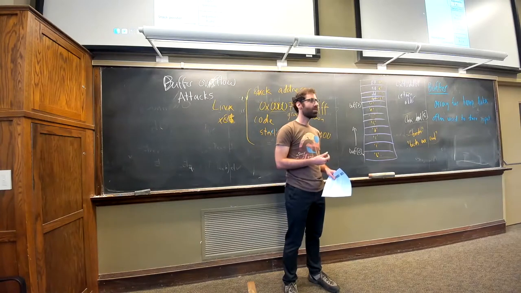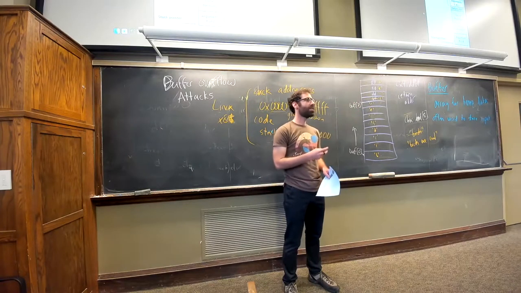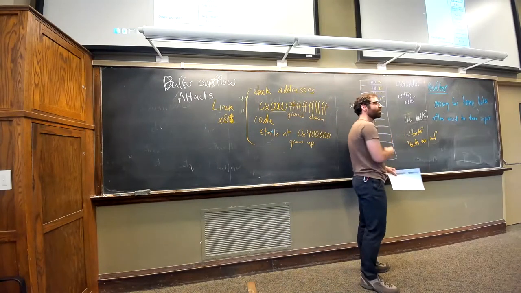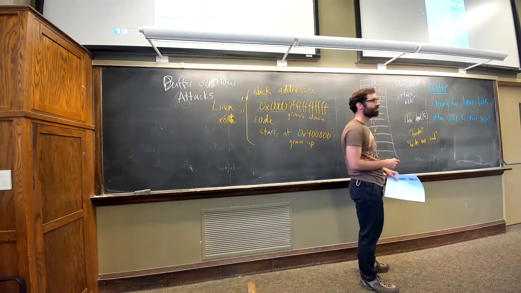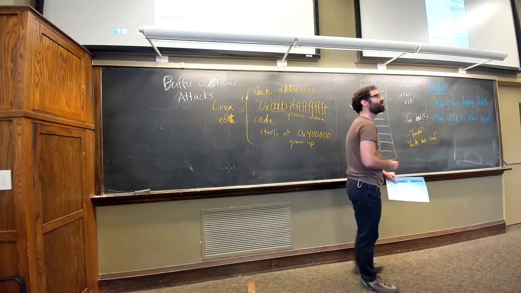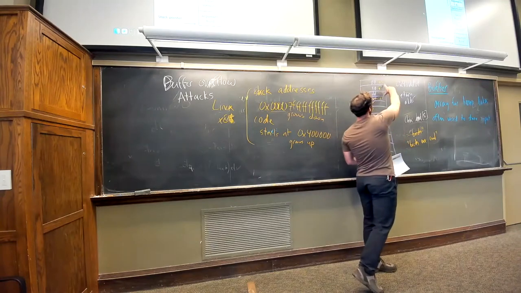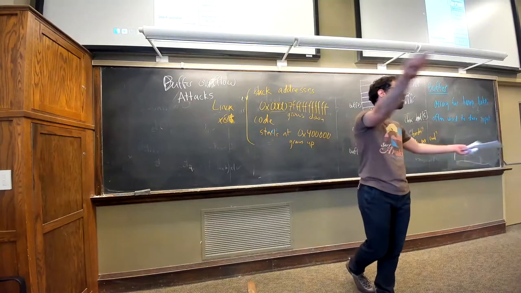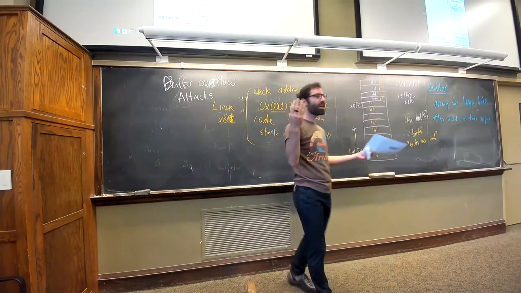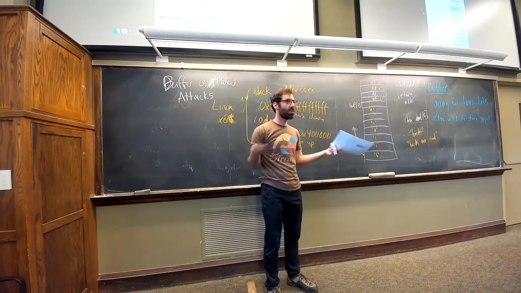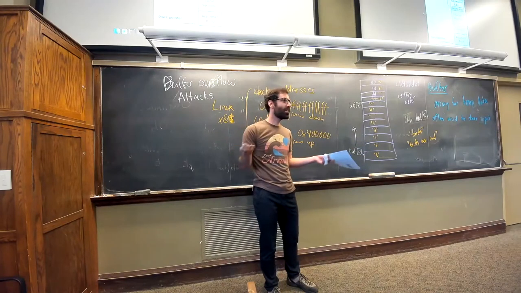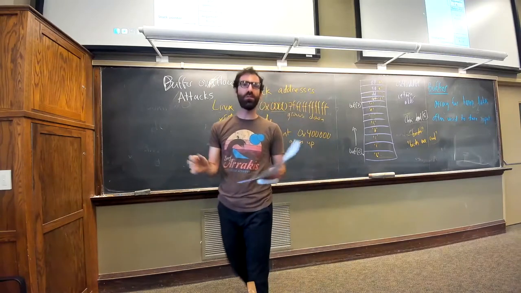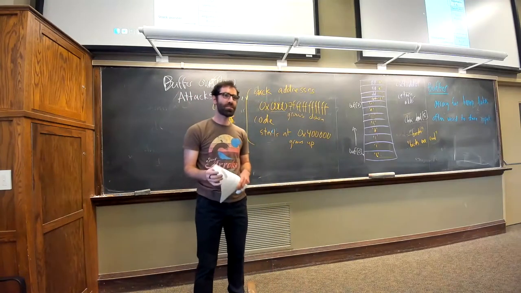What does RET do? It's going to pop the saved return address off the stack, and it's going to pop whatever bytes are here into our instruction pointer. That's the address of the next instruction we're executing. Who knows if something there is a legal instruction, or if we're allowed to access that memory. But at any rate, our function is going to do something it's not supposed to.